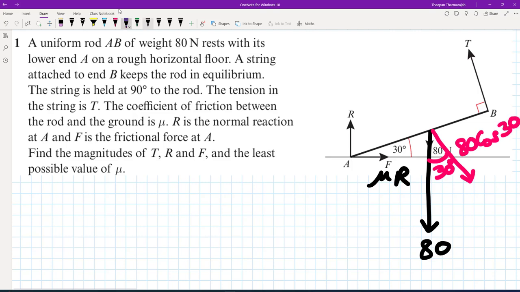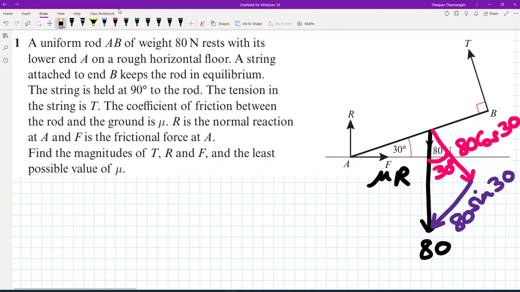And then the one that we don't really require, except for completion, is the one parallel to the rod, which is going to be 80 sine 30, but that's redundant. We don't really need that here. I've just done that for completion. We need the pink one, which is perpendicular to the rod.